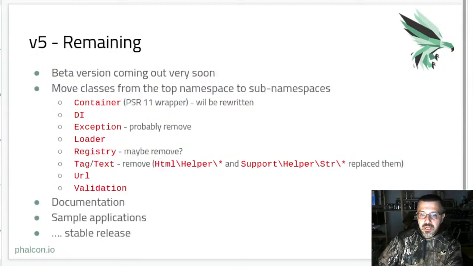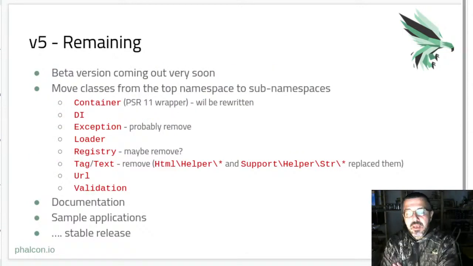We have remaining stuff for version 5. We really want to get a beta version out very soon, so I did mention all those issues. We have around 17 issues that we need to address, and we're going to try and address them as fast as we can. The other thing remaining is move classes from the top namespace.